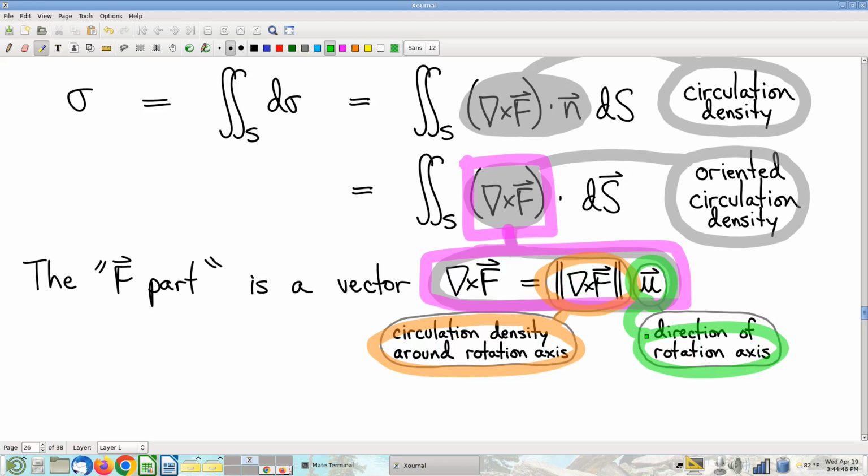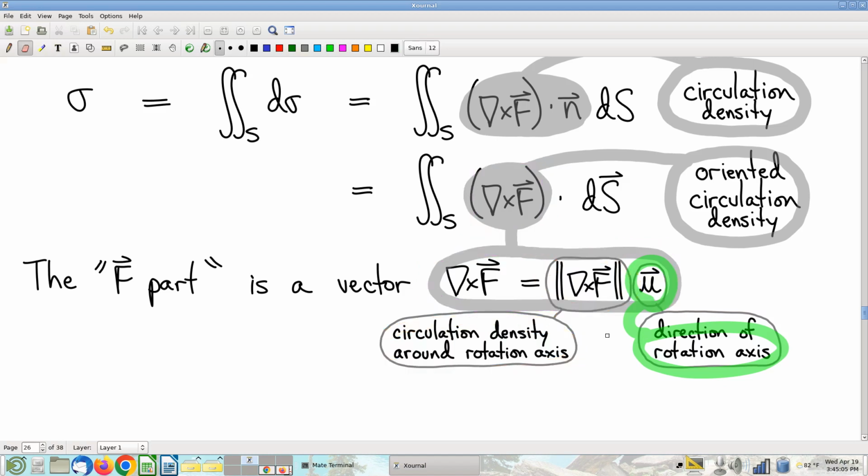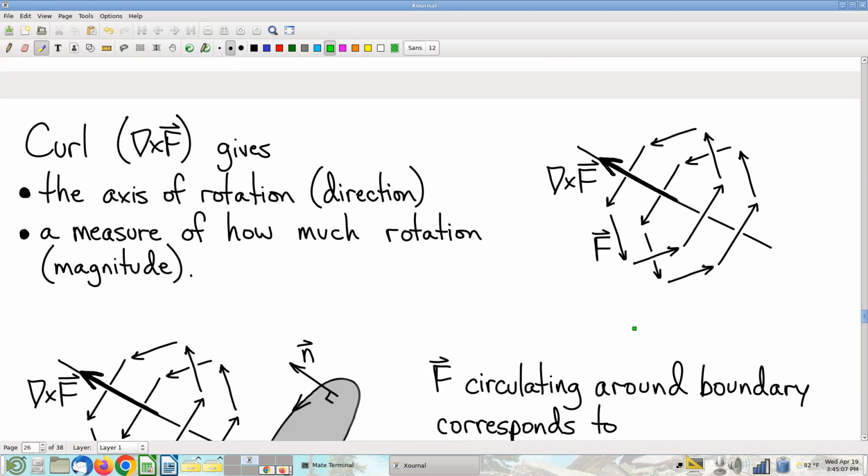Is it rotating around an axis like that? Or is it rotating around an axis like this? Or perhaps is it rotating around an axis like that? That axis is identified by the unit vector and the direction of the curl. Okay, let me draw a picture of this. Here's our curl vector, our oriented circulation density. And that's telling us, again, two things.